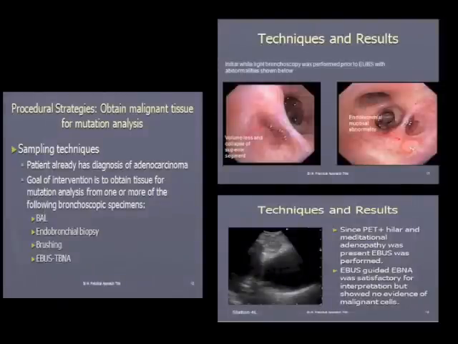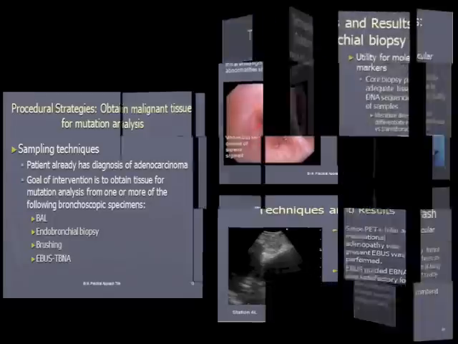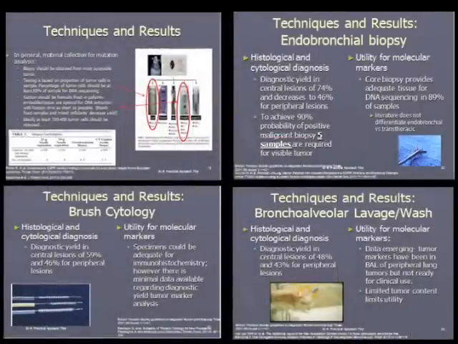In this step, images and videos from the procedure are often reviewed, and technical aspects of the procedure can be discussed. In this particular example, emphasis was placed on sampling yield of different bronchoscopic diagnostic techniques. Different teaching points are emphasized depending on the particular case.